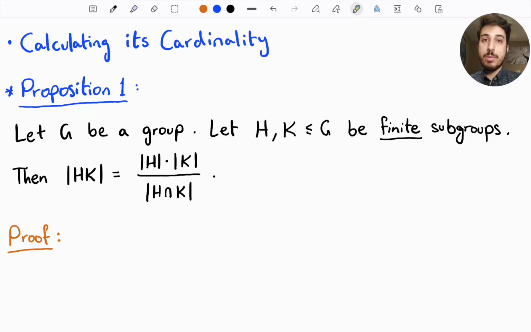Let us now move on to proposition 1, where we calculate its cardinality. Let G be a group, H and K subgroups of G. It's important that they are finite subgroups. Then we can calculate the cardinality of HK to be the cardinality of H times the cardinality of K divided by the cardinality of the intersection of H and K. Let's get to the proof.